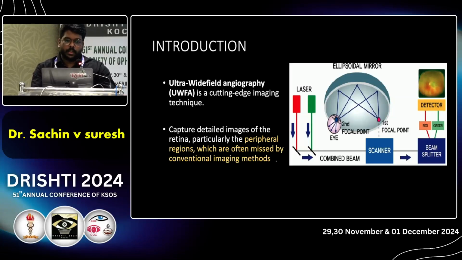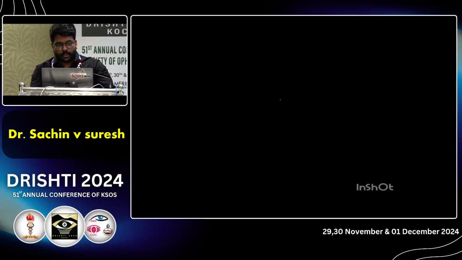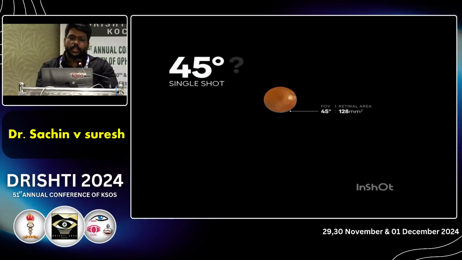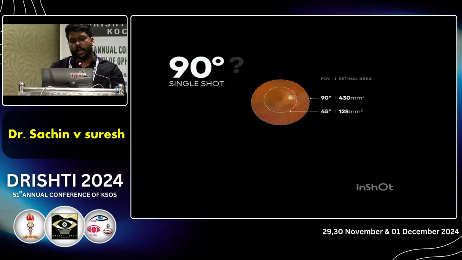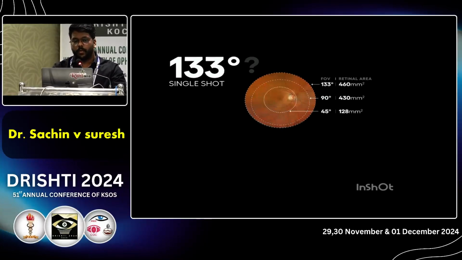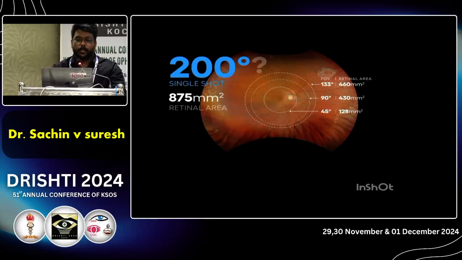The ultraviolet system consists of an ellipsoidal or parabolic mirror, which gives a wide scanning angle even without pupillary dilatation. Unlike traditional angiography methods, which cover only 45 to 100 degrees of field of view, ultraviolet field gives a field of view up to 200 degrees, which covers approximately 875 millimeter square of the retinal area.